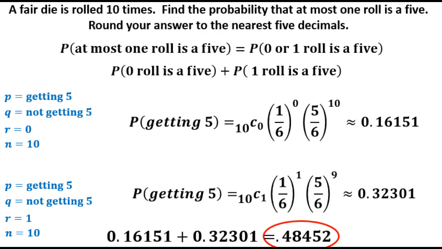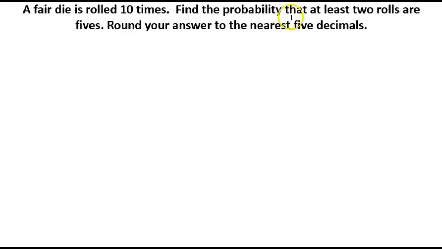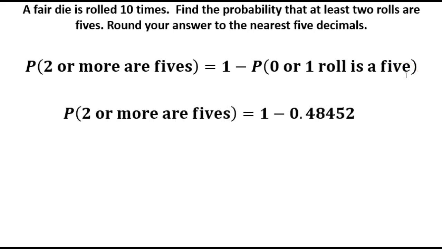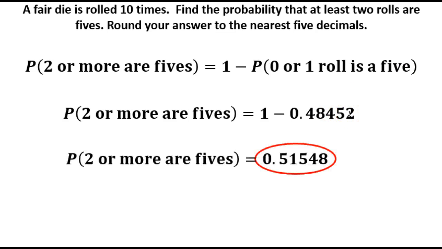So if the question is changed so that it says at least 2 rolls are 5s, then that's the same thing as saying 1 minus the probability that 0 or 1 roll is a 5. So 1 minus whatever our last answer was. In this case, it's 0.48452, which would give us our answer here. Because it's slightly different, at least 2 is the opposite of 0 rolls being a 5 and 1 roll being a 5 together. So we already figured out what our previous answer was. Now we're just adding on to that, just one extra step is really all it is.